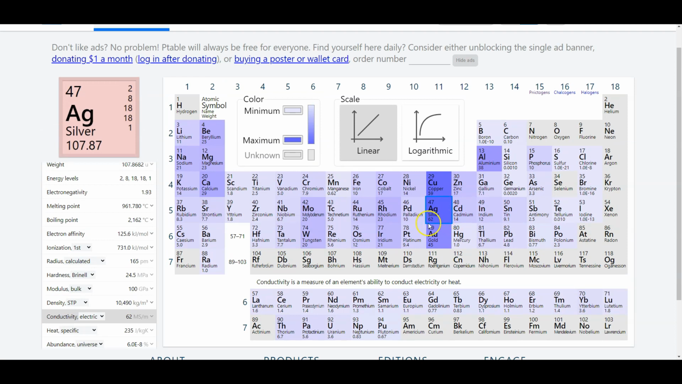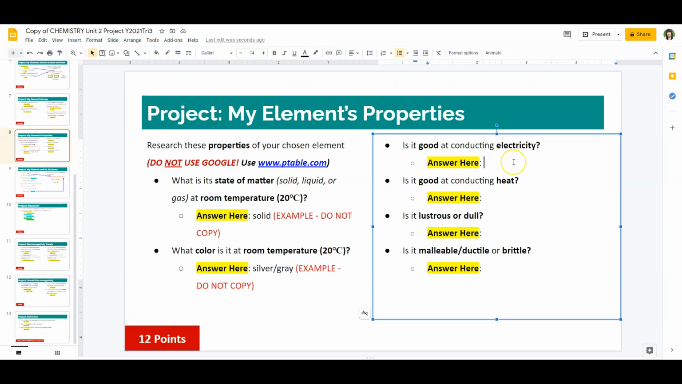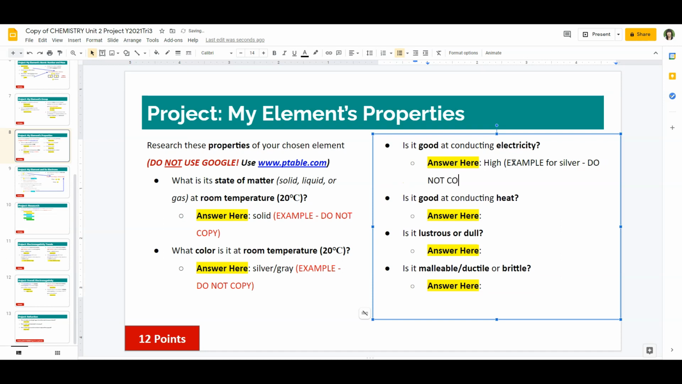So what you can see here is the number at the bottom shows you the conductivity. So taking a look here, you can see silver, its number at the bottom now is 62. All right, and that is also showing you that it's really dark purple, which is a really high electrical conductivity. So for mine, I would put high electrical conductivity. And again, this is my example for silver. Do not copy because you're not allowed to use silver.